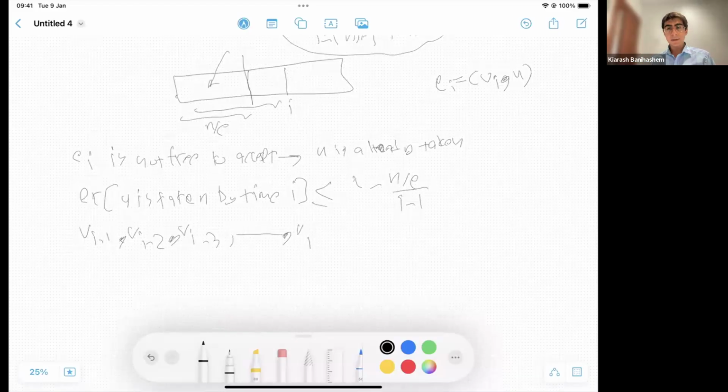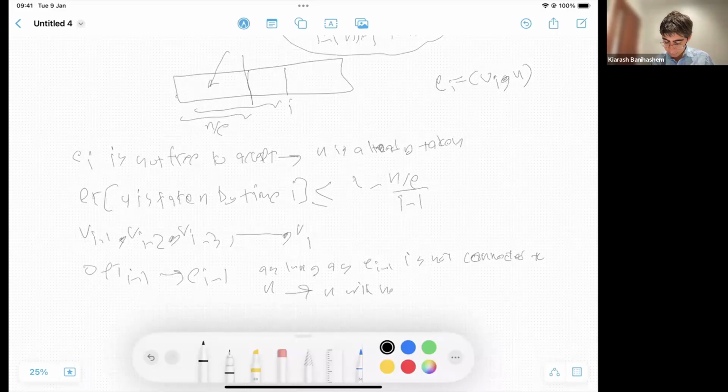Now, when I choose a vertex Vi minus 1, at this initial stage the set of vertices V1 to Vi minus 1 is fixed, not their order, but their set is fixed. Because of this, the set opt I minus 1 can be calculated, and this will allow me to calculate that EI minus 1. And as long as EI minus 1 is not connected to U, then U will not be taken at time I.